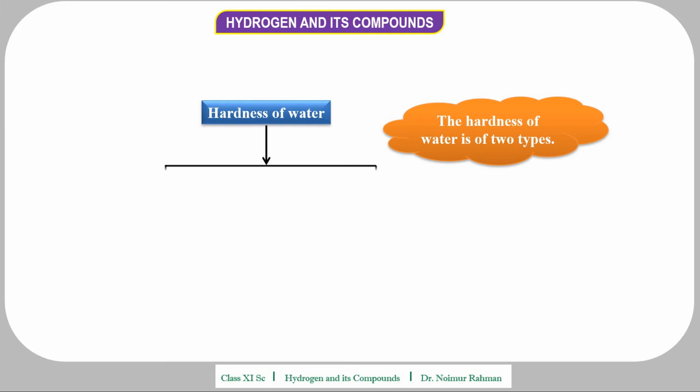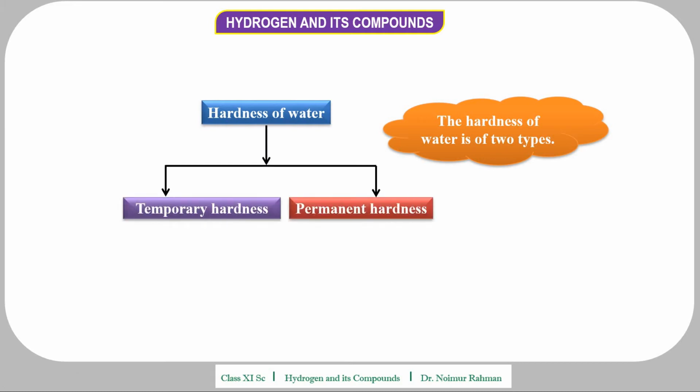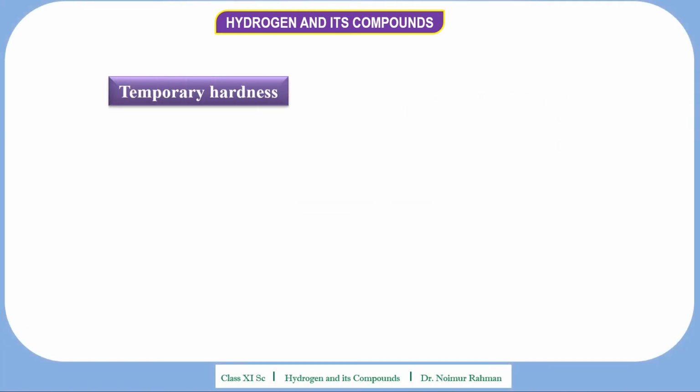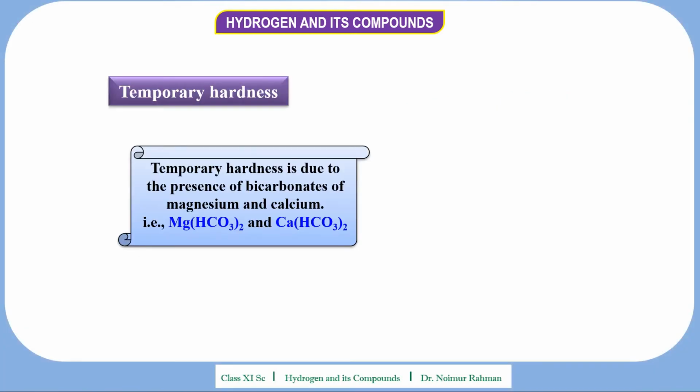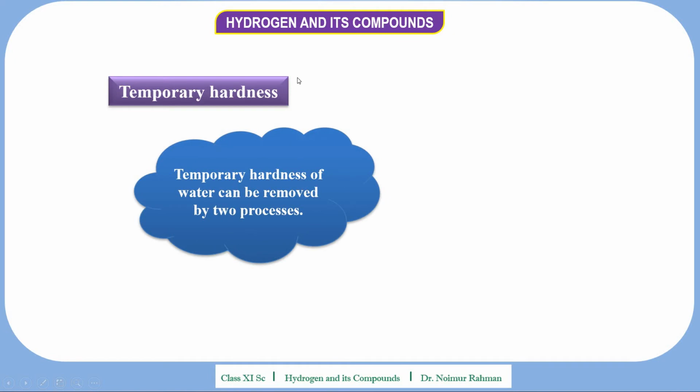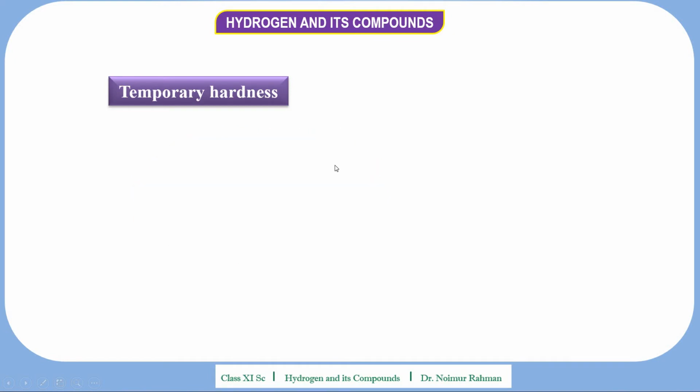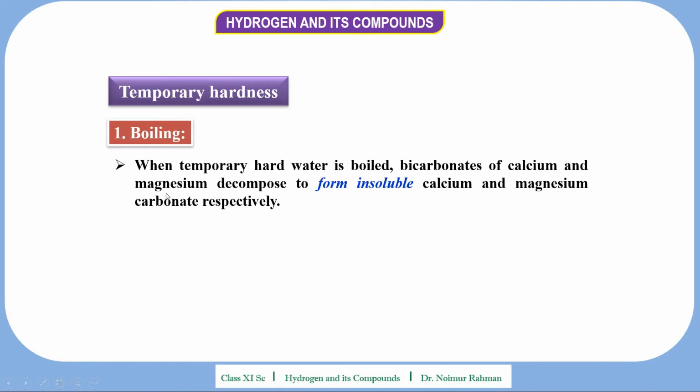Now let's talk about hardness of water. It is of two types, temporary hardness and permanent hardness. Temporary hardness is due to the presence of bicarbonates of magnesium and calcium, that is magnesium hydrogen carbonate or calcium hydrogen carbonate. Temporary hardness of water can be removed by two processes. Number 1, boiling. When temporarily hard water is boiled, bicarbonates of calcium and magnesium decompose to form insoluble calcium and magnesium carbonates respectively, which are then filtered off to produce soft water.